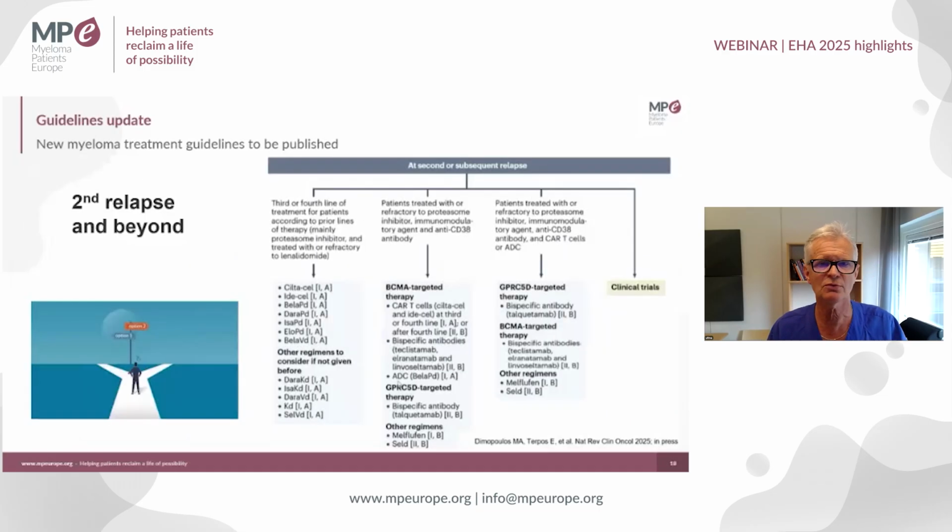And when we come to later relapses, you almost only see the T-cell directed therapies, CAR-T, bispecific antibodies, and of course, new clinical trials.